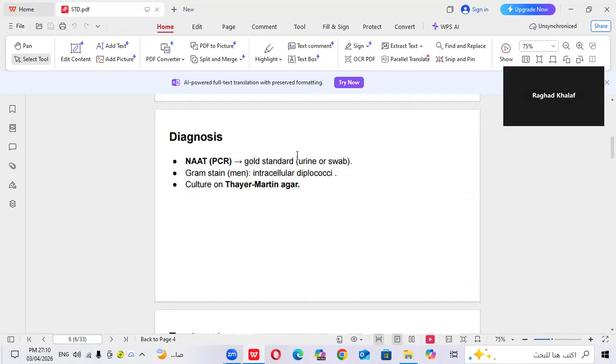The diagnosis for this microorganism is by doing NAAT. It is the gold standard. You can obtain your specimen through urine or a vaginal swab. You can also perform PCR, but it is less sensitive than NAAT. NAAT is the gold standard for testing for this microorganism. You can also perform a gram stain in men, and it's going to show intracellular diplococci. You can culture this microorganism on specific types of agar like Thayer-Martin.